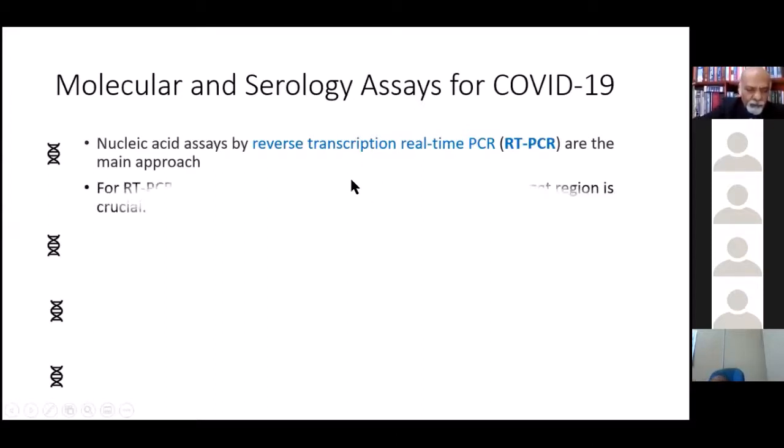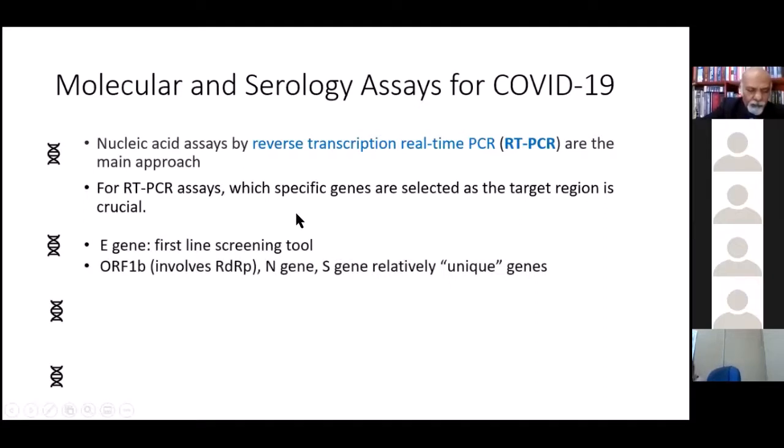For RT-PCR assays, which specific genes are selected is really crucial. So the E gene has been shown to be highly similar to that of other coronaviruses, a fact that means it can serve as the first-line screening tool. In addition, the ORF1B, which involves the RdRp gene, the N and S genes, are relatively specific, so they are the so-called unique genes that are worth targeting when we do the RT-PCR assays.